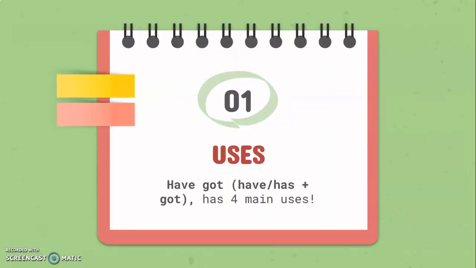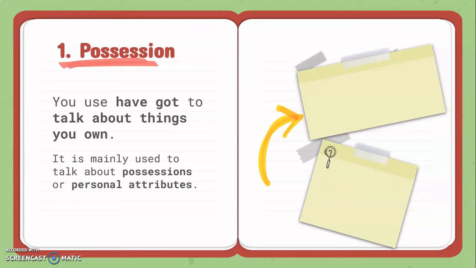First, we are going to see the uses of the verb form have got. As I've said, have got has 4 main uses. Let's see them one by one. First, you use have got to talk about things you own. That means it's mainly used to talk about possessions or personal attributes. Keep in mind, many people are confused with this. We use has as a singular verb and have as a plural verb. So you use them in this way.